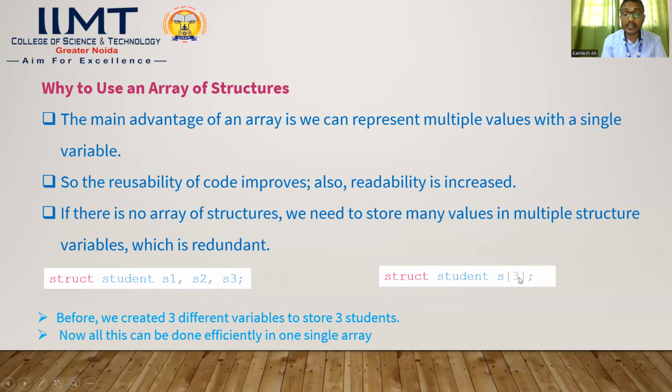If we hold 1000 records, then we will create the array of structure and define the size as 1000. Then it will hold 1000 records. Before, we created 3 different variables to store 3 students. Now all this can be done efficiently in one single array.